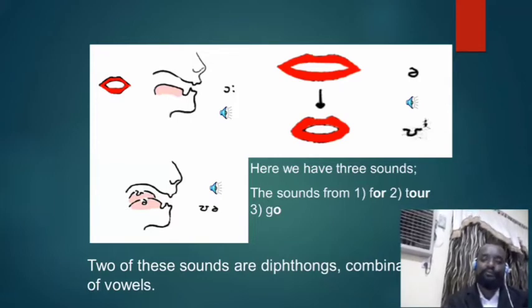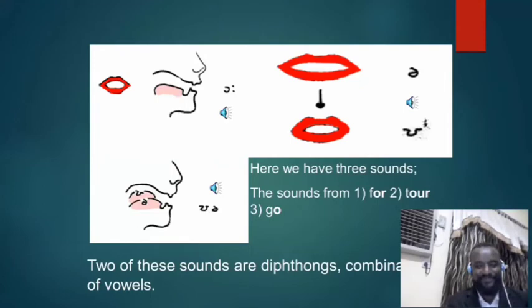Yes, Prof. Can I say the difference? Yeah, what is the difference? The difference is, I think, the vowels with dots refer to long vowels. Great idea, excellent.